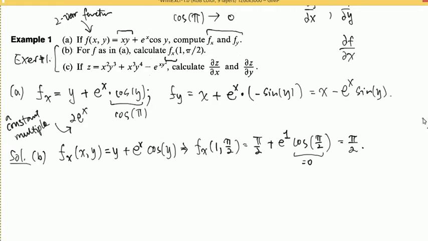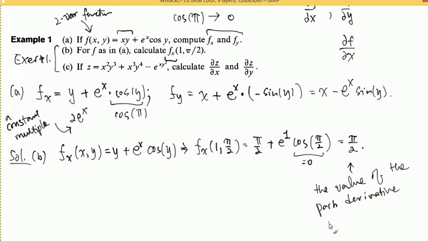Right, and guys, the answer for part B, I hope you agree with that. If you plug in x and y with those given values there, cosine pi over 2 becomes 0. So I only end up with pi over 2. The word that describes this is the value of the partial derivative. Does that make sense? This is the value of a partial derivative. Partial derivative is a function, and this is only a value of a partial derivative.